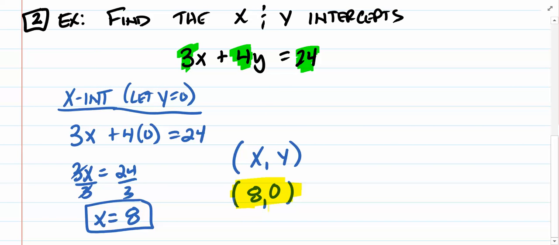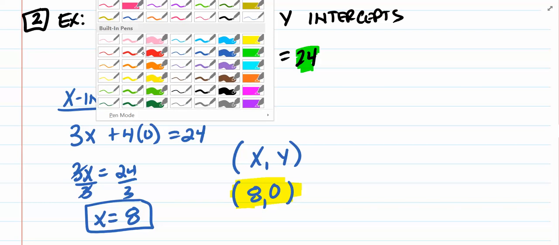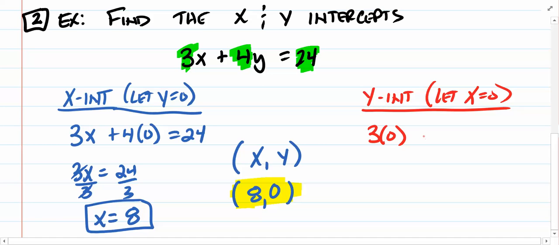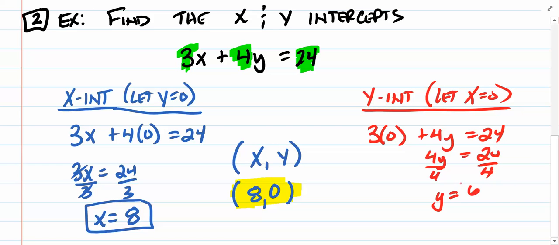Okay? Now, how do I find the y-intercept? What do we do? Yeah, we let x equal 0. Exactly. So I would have 3 times 0 plus 4y is equal to 24. So I would get 4y is worth 24. I would divide both sides by 4. And I would get y is equal to, how much is 24 divided by 4? I would get 6. So what do I want in terms of my point? Very good. It would be 0, 6.